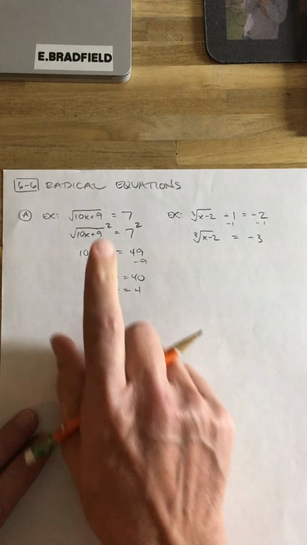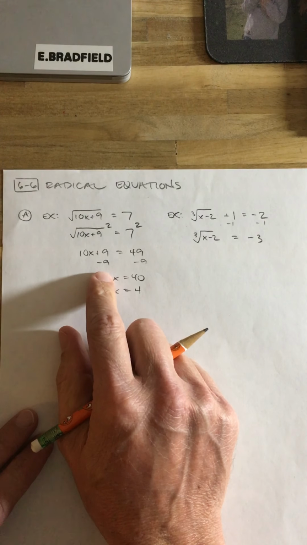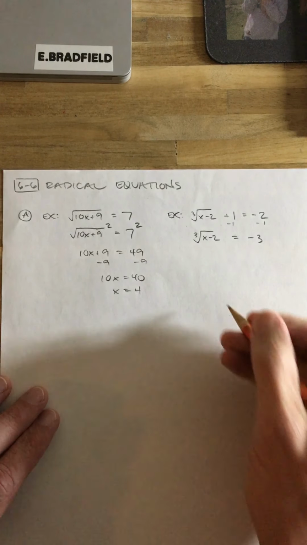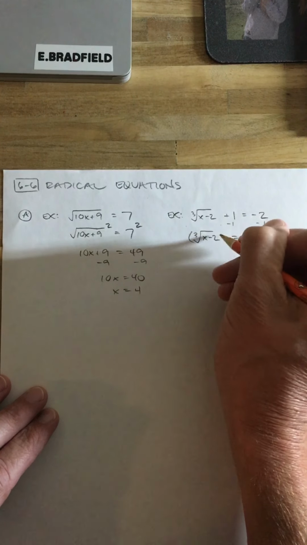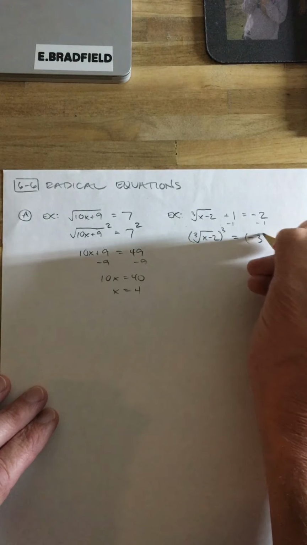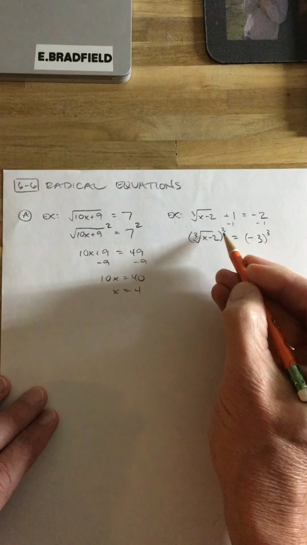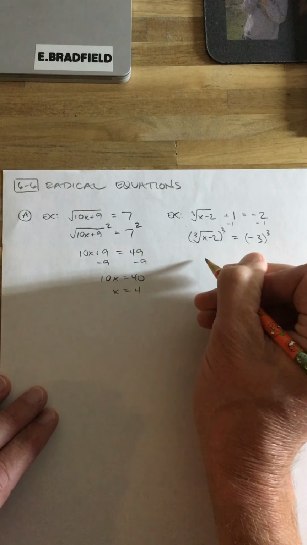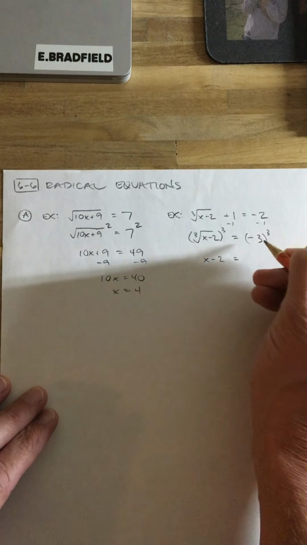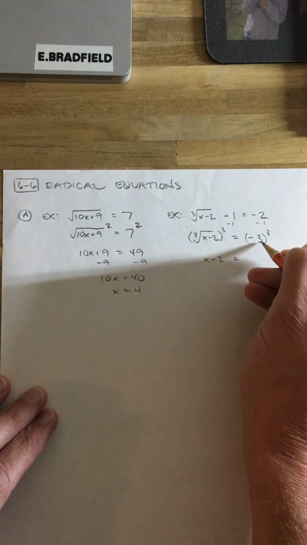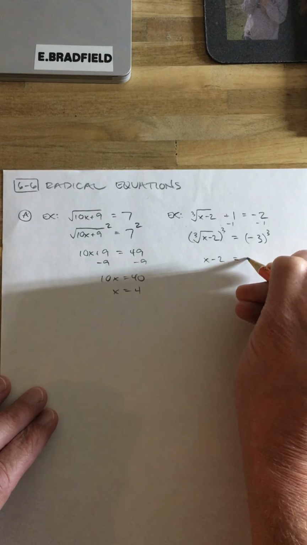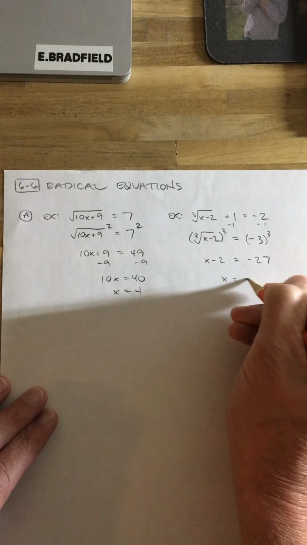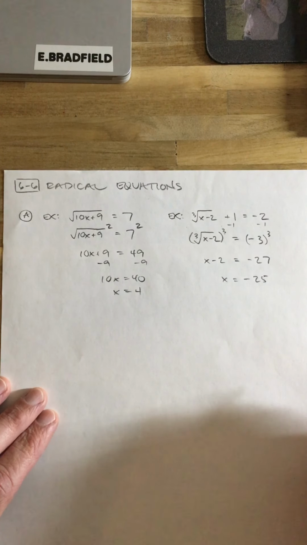And remember, in the last example we squared both sides. What do you think we're going to have to do here? That's right, we're going to cube both sides. I'll cube this entire thing. So the cube cancels out the cubed root, and I'm just left with x minus 2, and that's going to equal negative 3 times negative 3 is 9, times negative 3 is negative 27. Now add the 2 over to the other side, and x equals negative 25.